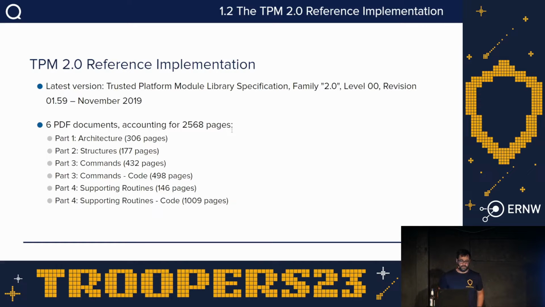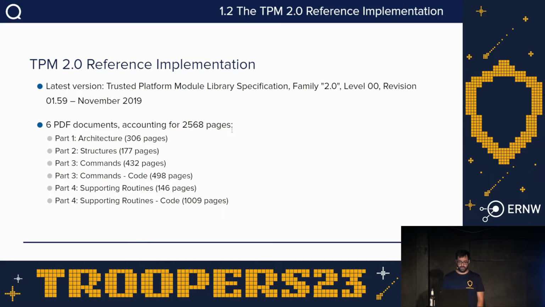So the reference implementation is quite big. If you visit the site where it is hosted, you will see that there are 6 main PDF files, which, if you sum all of them, there are 2,500 pages, which is a lot. For example, some of them, for example, the last one, supporting routines, code for supporting routines, is more than 1,000 pages.